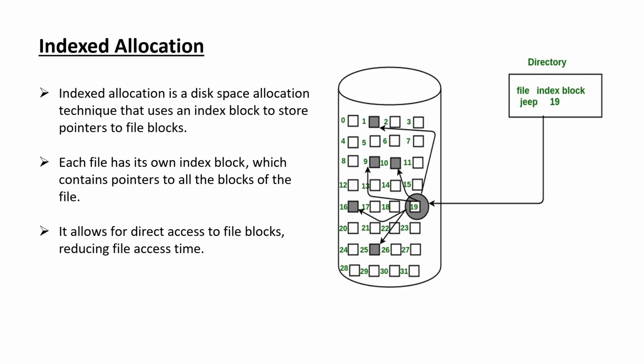Basic concept. In indexed allocation, each file has its own index block, often referred to as an index table or index node. This index block contains pointers to the actual data blocks of the file instead of scattering pointers throughout the disk as in linked allocation. All the file's pointers are stored in a centralized index block.